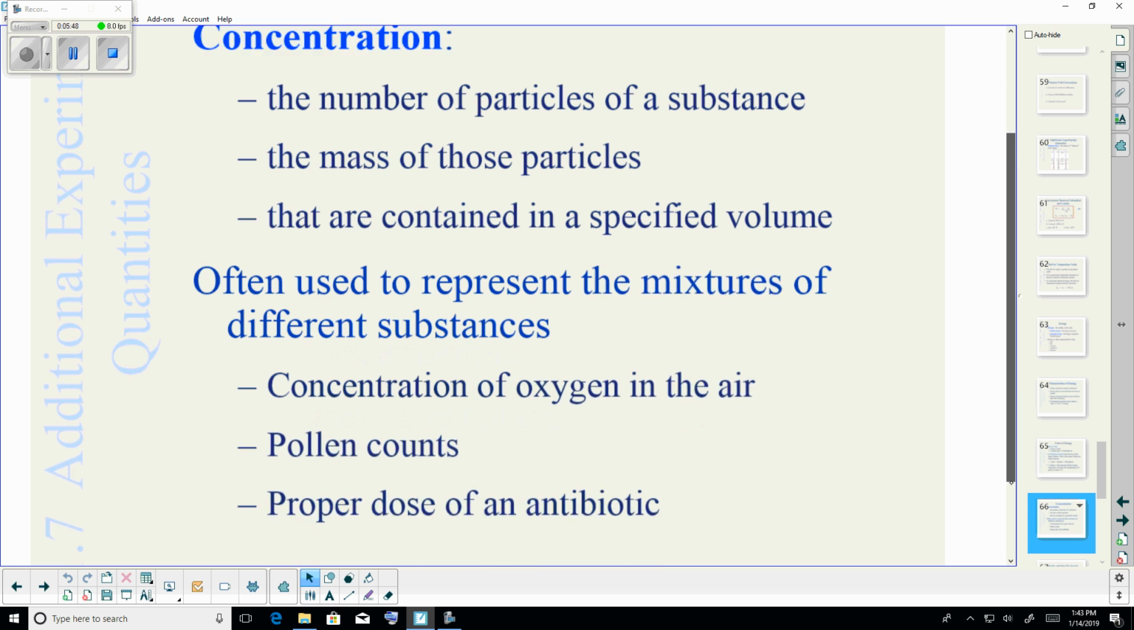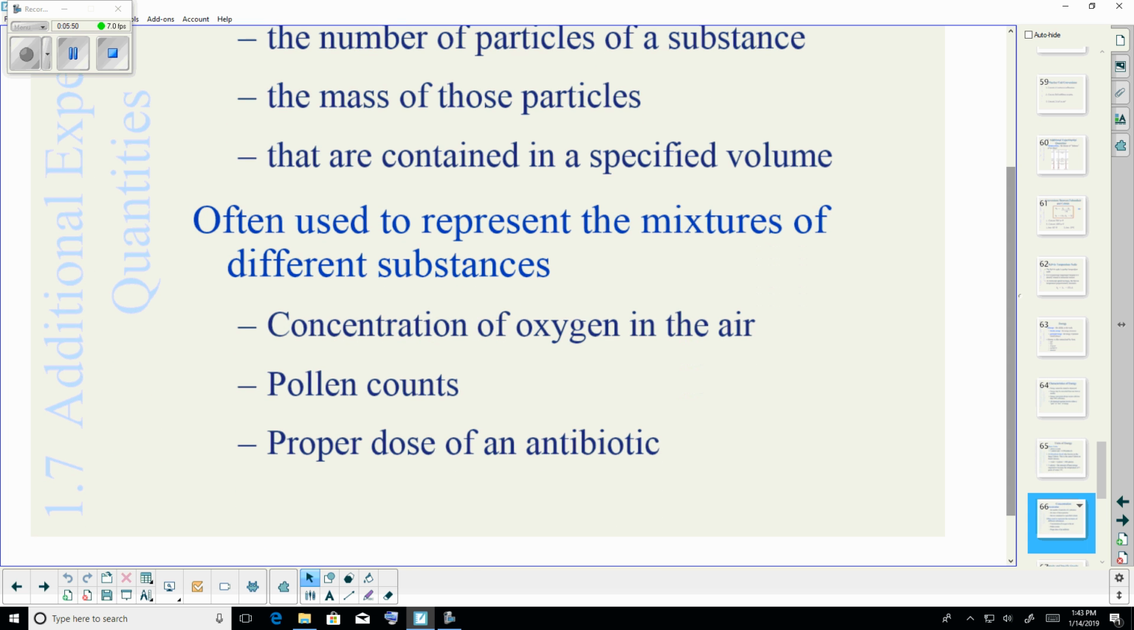And we also often use it to represent mixtures like the concentration of oxygen in air, pollen counts. You see that on TV, especially in the spring. Pollen count is high or low. Proper dose of an antibiotic. You want to give so many milligrams per kilogram. That's a concentration. Mass per unit volume.